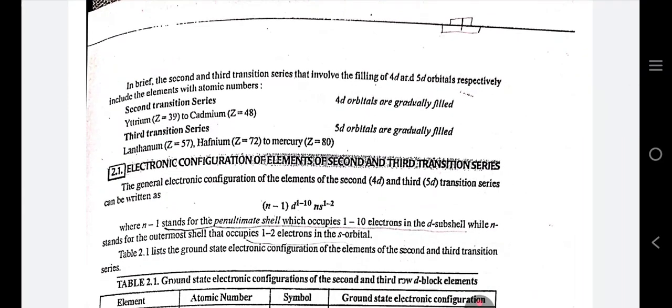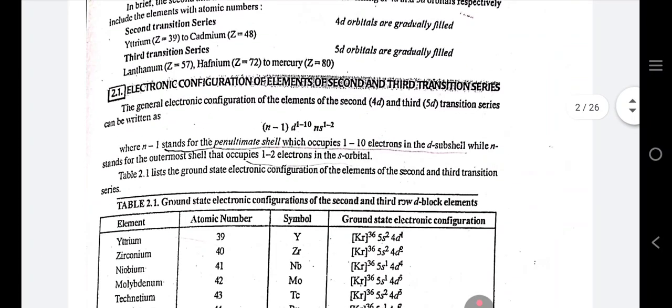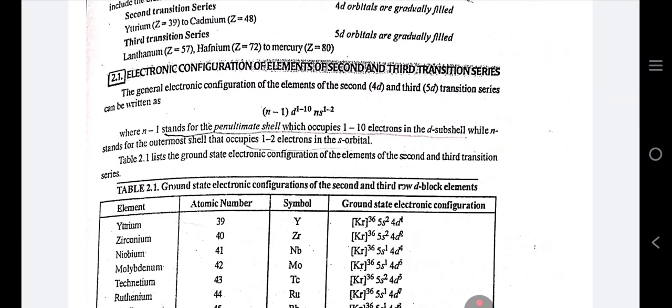In brief, the second and third transition series that involve the filling of 4d and 5d orbitals respectively include the elements with atomic numbers. Second transition series, yttrium to cadmium, 4d orbitals are gradually filled. Third transition series, lanthanum, hafnium to mercury.